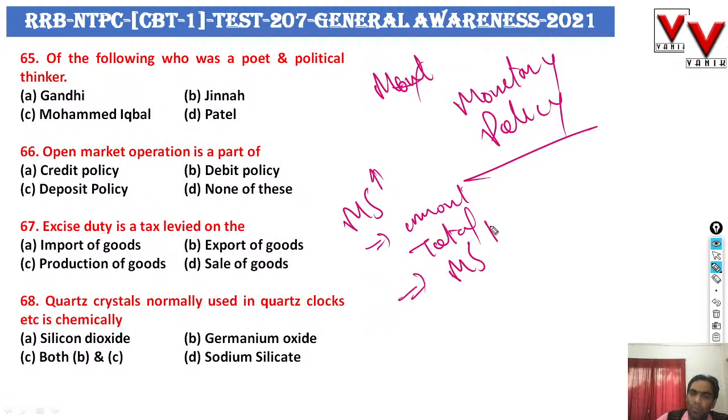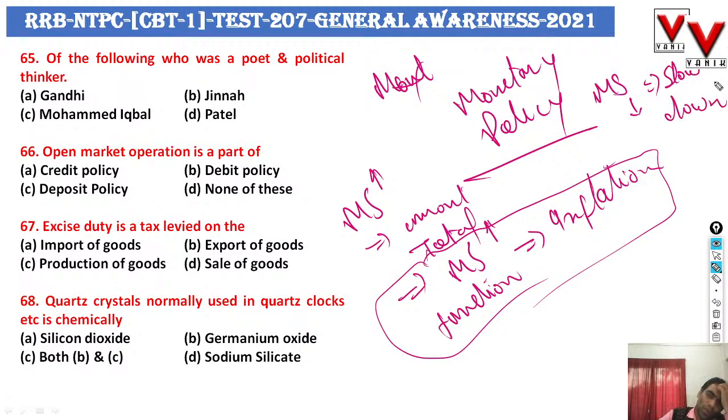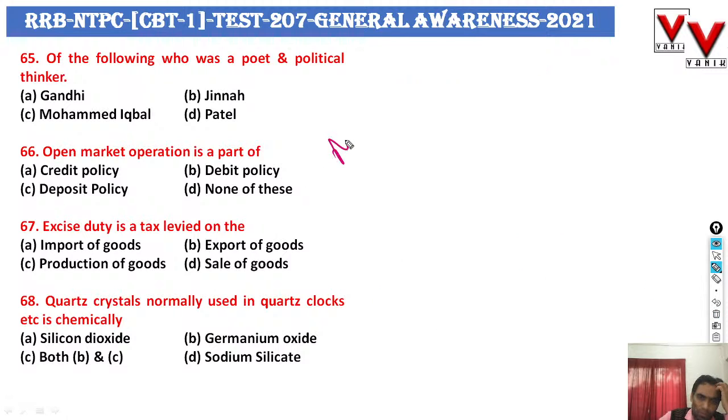So whenever money supply increases, it is instrumental for inflation. It is the function of RBI to maintain an adequate amount of money supply in the economy, because if money supply increases, it leads to inflation. If the money supply is not adequate, there will be a slowdown in the growth rate. So the function of RBI is to maintain adequate money supply.